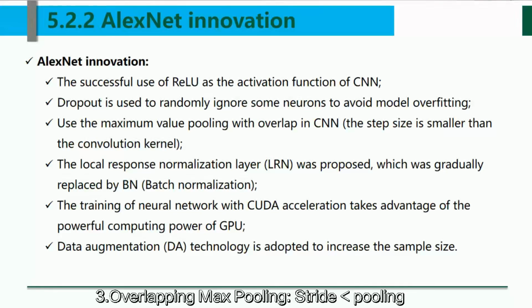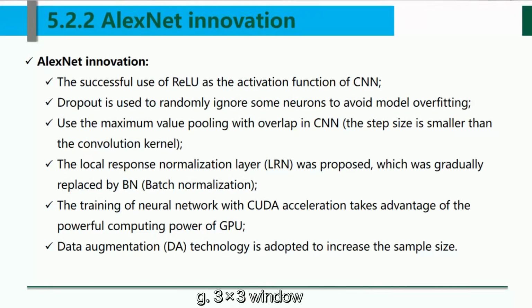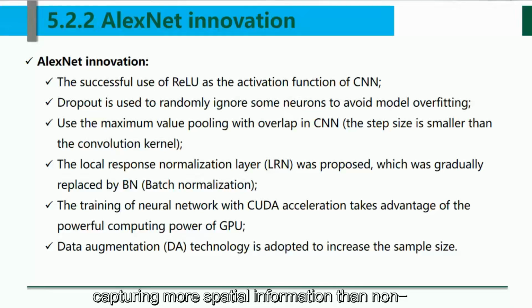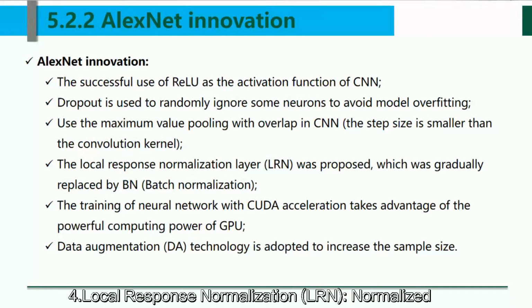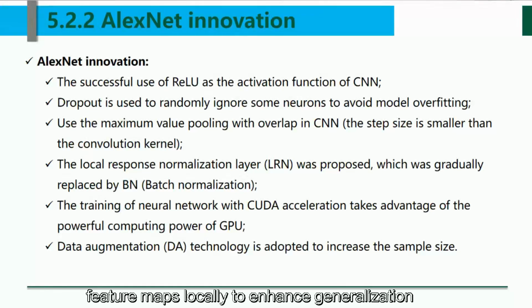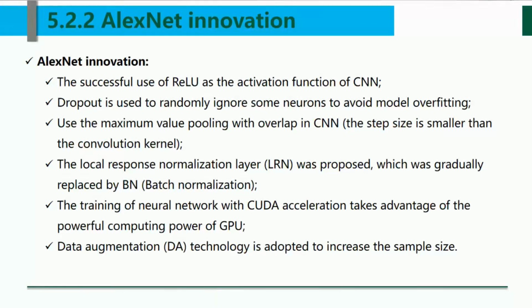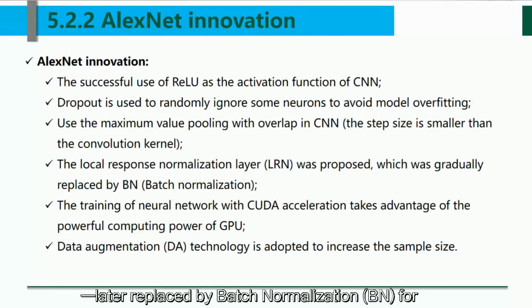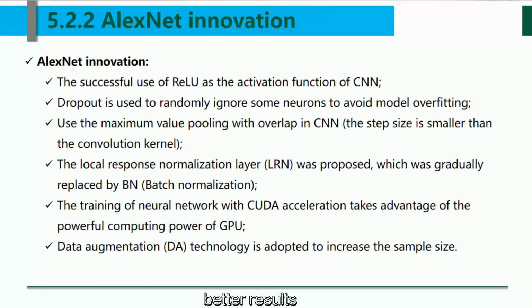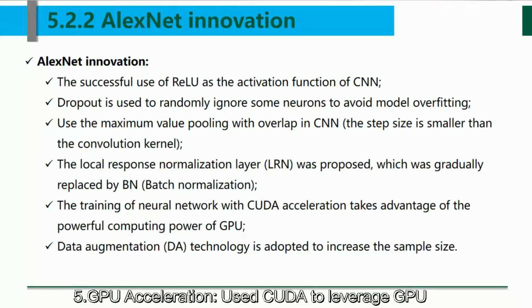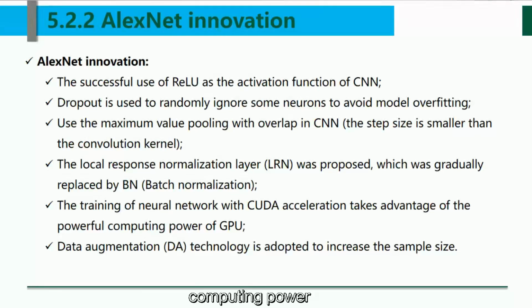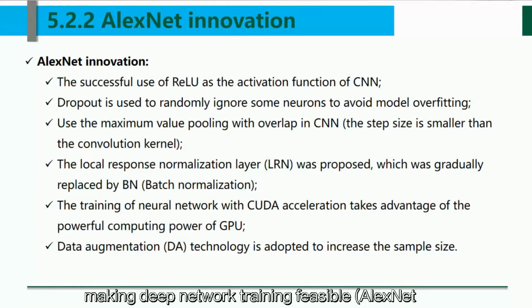Third, overlapping max pooling. Stride is less than pooling window size, for example, 3 multiplied by 3 window, stride 2, capturing more spatial information than non-overlapping pooling. Fourth, local response normalization, LRN, normalizes feature maps locally to enhance generalization, later replaced by batch normalization, BN, for better results. Fifth, GPU acceleration, used CUDA to leverage GPU computing power, making deep network training feasible.